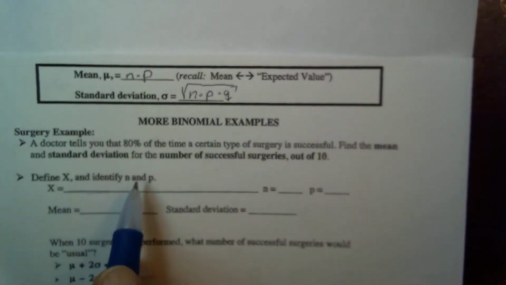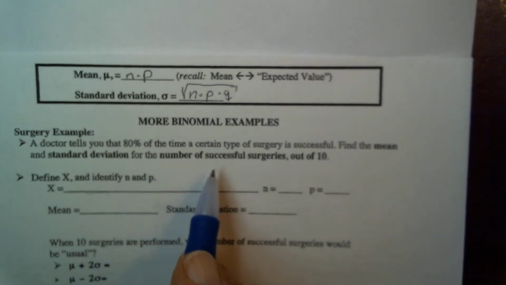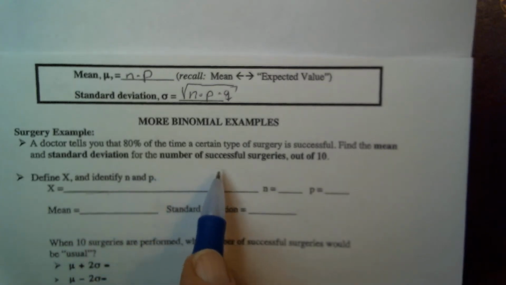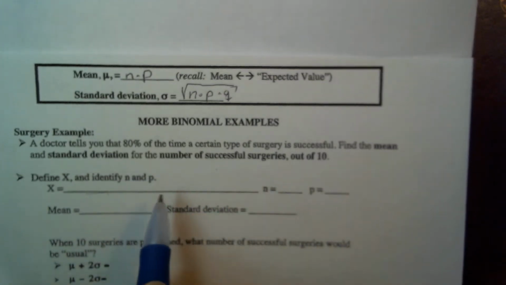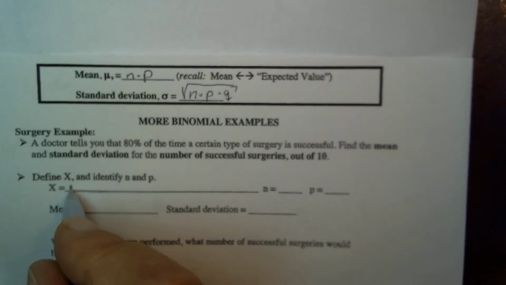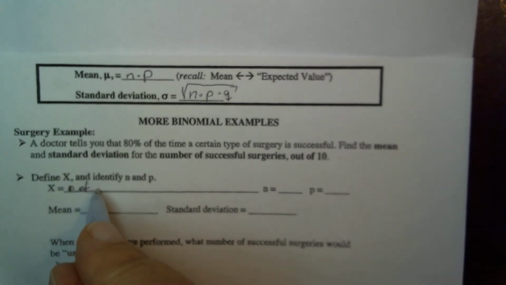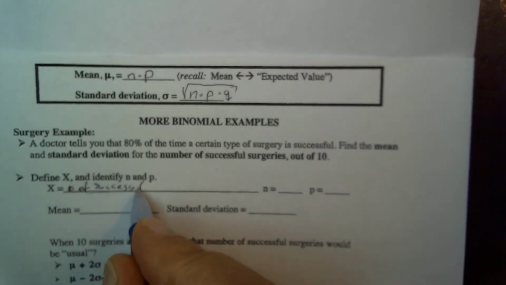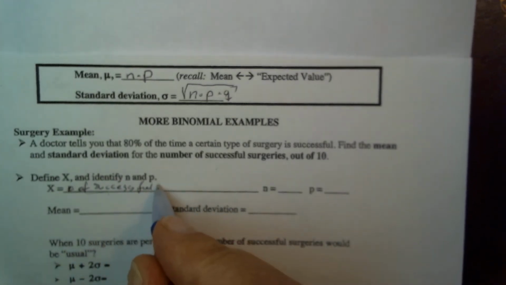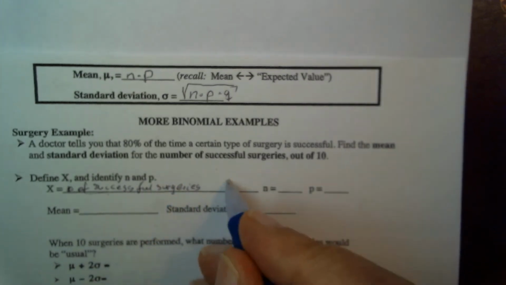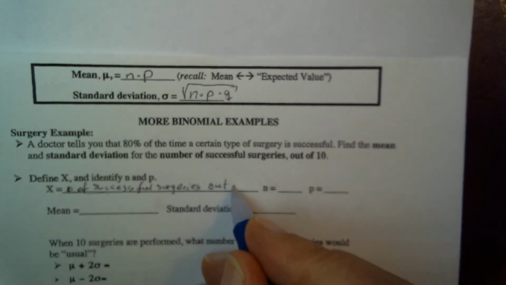A doctor tells you that 80% of the time a certain type of surgery is successful. Find the mean and standard deviation for the number of successful surgeries out of 10. So let's say x is the number of successful surgeries out of 10.